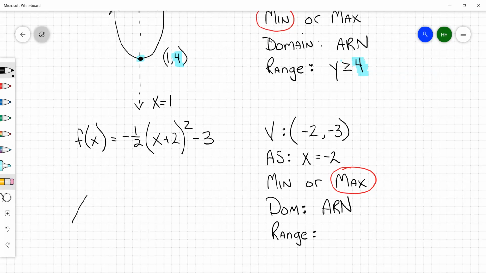All right, so this is going to be a little wider graph. Its vertex is at its highest point, so it has a maximum. We said that its vertex was at (-2, -3). So look at the range now. The range of this function is going to be y. All of the y values in this function, since the parabola goes down, are going to be less than or equal to -3.